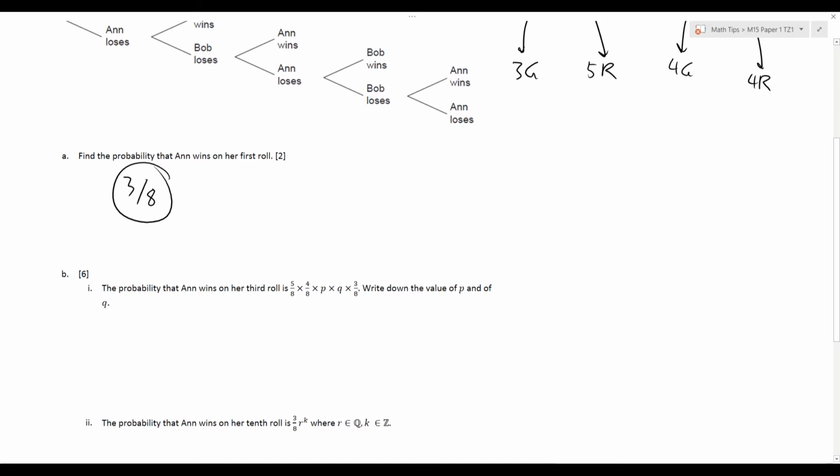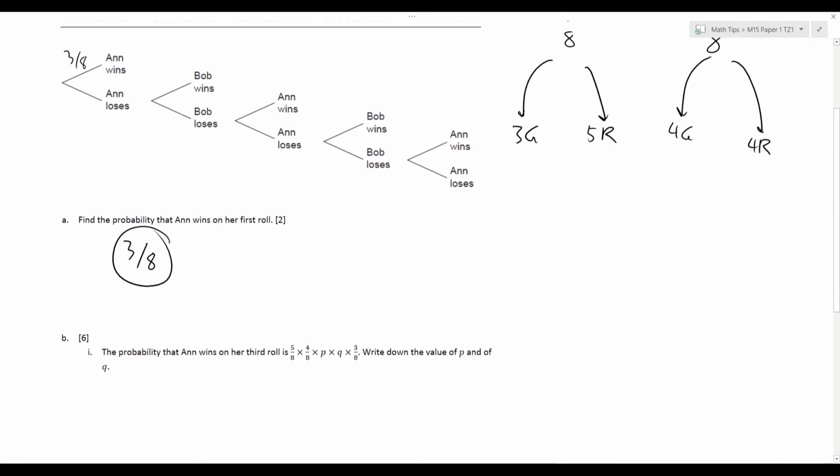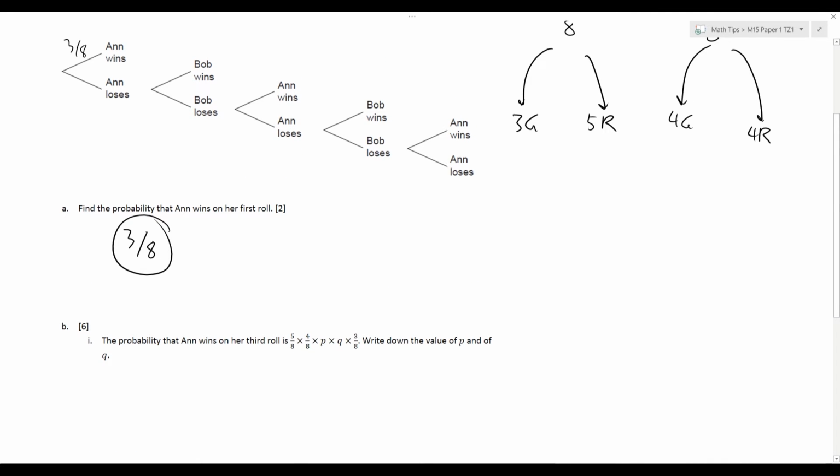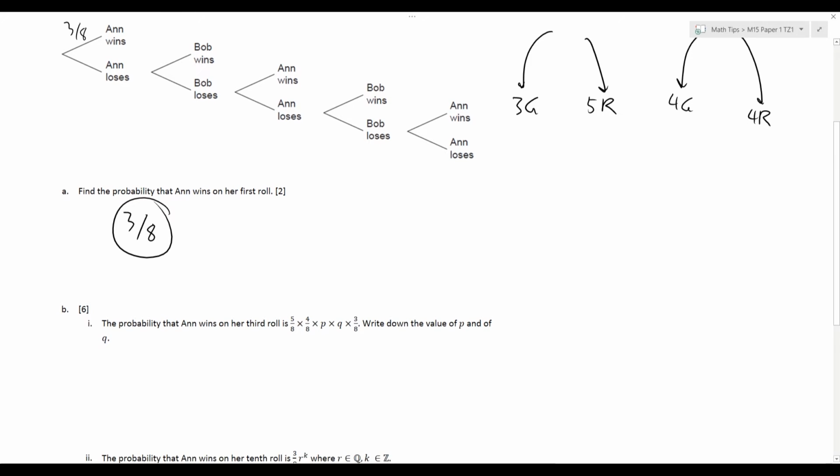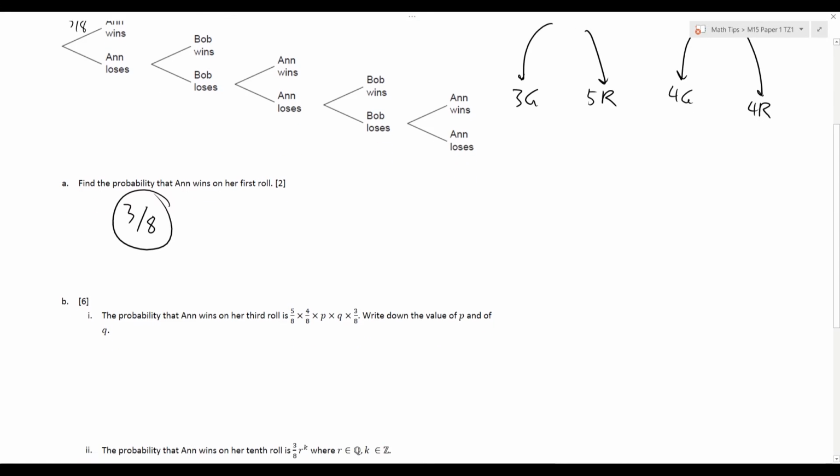Alright, so Ann wins on her third roll. This is slightly complicated. So Ann wins, it means this. It means Ann doesn't win, and then Bob doesn't win, followed by Ann doesn't win again, followed by Bob doesn't win, followed by Ann wins.